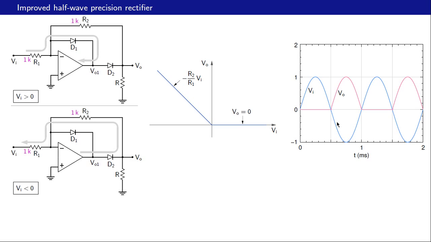What is the big advantage of this circuit over the superdiode circuit? The op-amp always operates in the linear region. It does not enter saturation. And that is very clear if we plot this voltage VO1. And that looks like this. And clearly it does not go to plus minus Vsat.